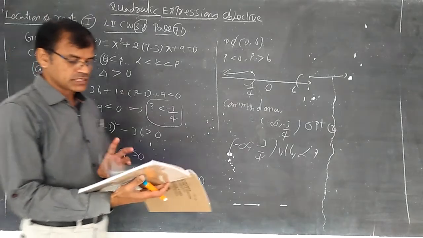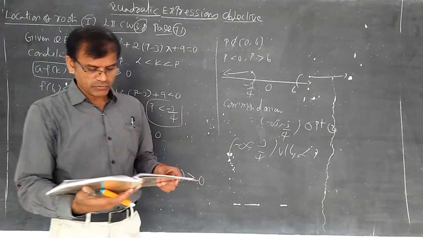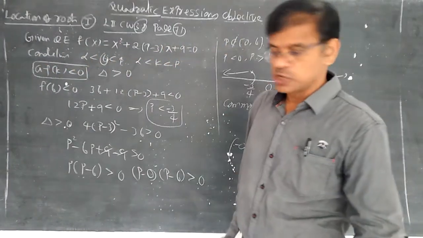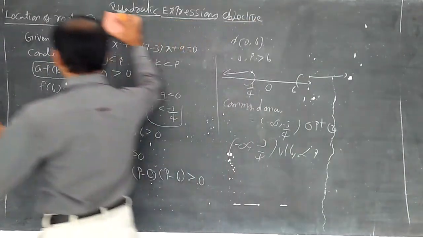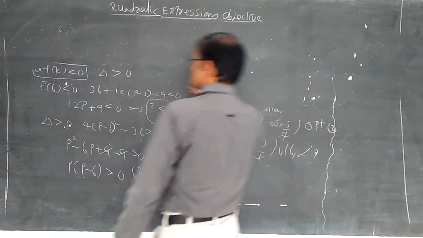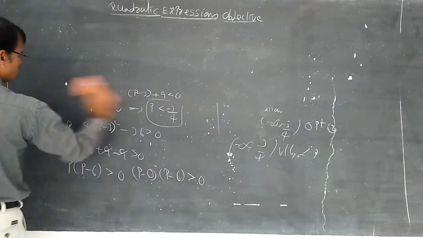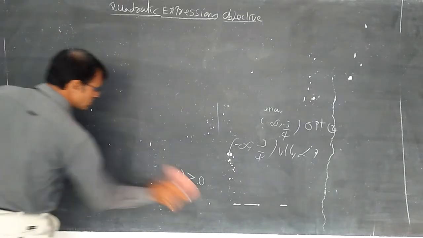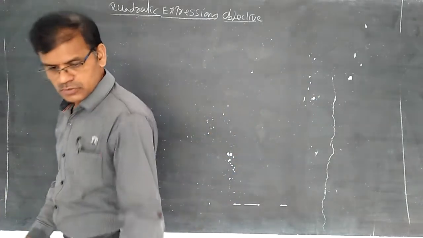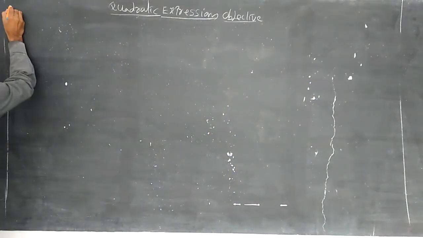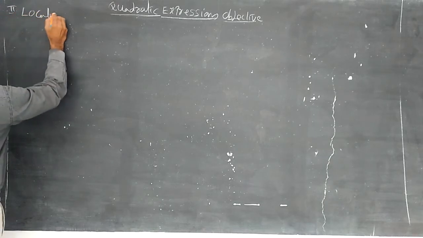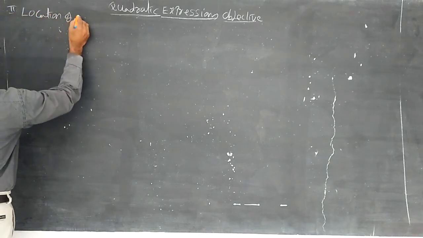Now let us discuss the location of roots for two real numbers k1 and k2. The first model is completed, with only one real number. Now let us discuss for two real numbers k1 and k2. Let us write Roman number 2 concept: location of roots.